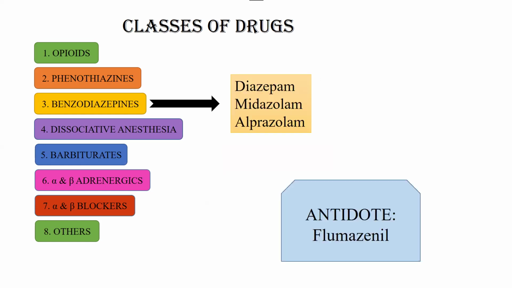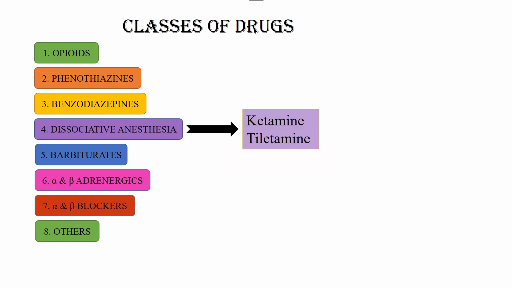Next we have benzodiazepines. They include diazepam, midazolam, alprazolam. And the antidote for benzodiazepines is flumazenil. Next we have dissociative anesthesia, and it includes ketamine and tiletamine.